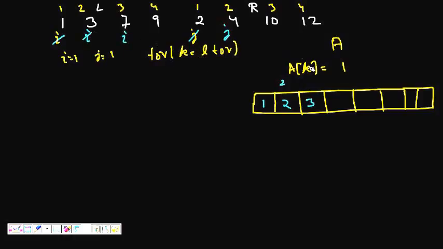Again k is now 4. We now compare 7, which is L of 3, with R of 2, because j is 2 now. 7 and 4, minimum is 4, so it is copied here and j is incremented to 3. Again k now becomes 5 and we compare 7 with 10, so 7 gets copied here and i becomes 4. Now we compare L of 4, which is 9, with R of 3. 9 is less than 10, so 9 comes here.